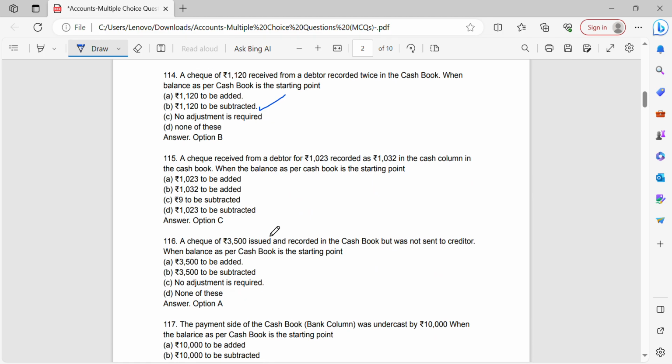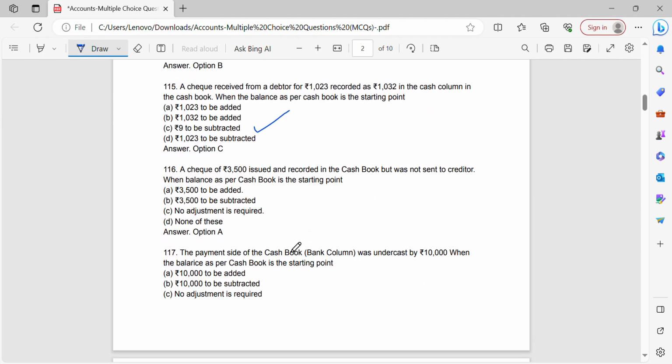A check received from a debtor for rupees 1023 recorded as 1032 in the cash column in the cash book, when the balance as per cash book is the starting point. Rupees 1023 to be added, rupees 1030 to be added, rupees 9 to be subtracted, rupees 1023 to be subtracted. Answer is option C, rupees 9 to be subtracted.